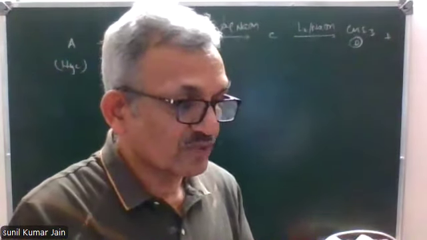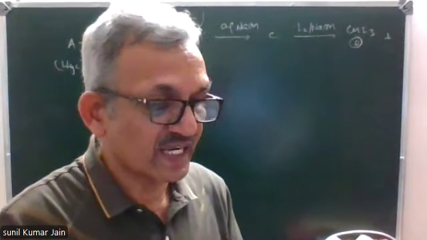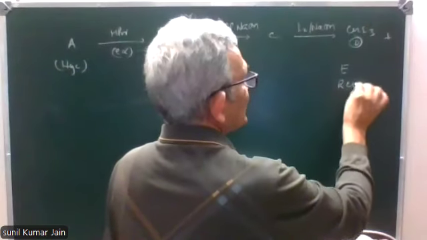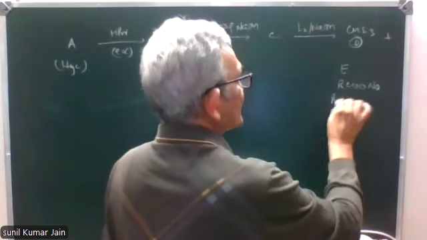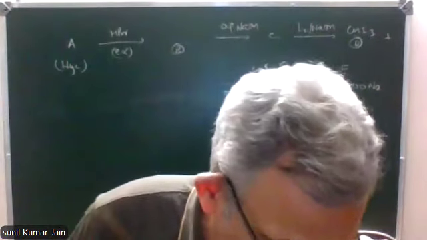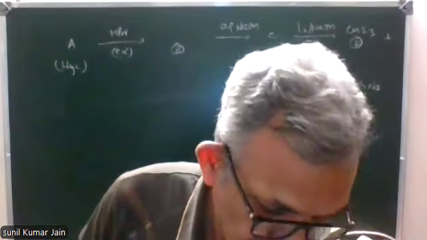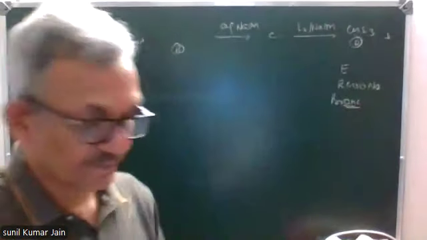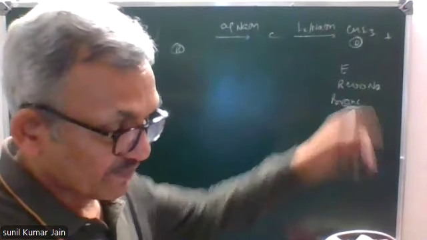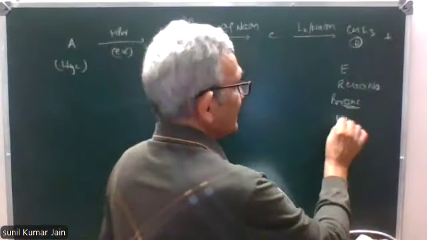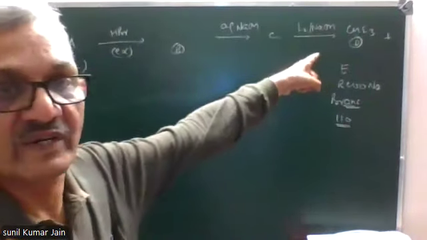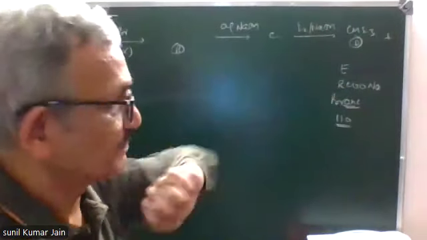And the second product is E, the sodium salt of a branched chain carboxylic acid, RCOONa. This is a branched chain compound, right? And it's also given that the molecular weight of this compound is 110. We have to identify all the compounds. One we already identified because this was very simple.